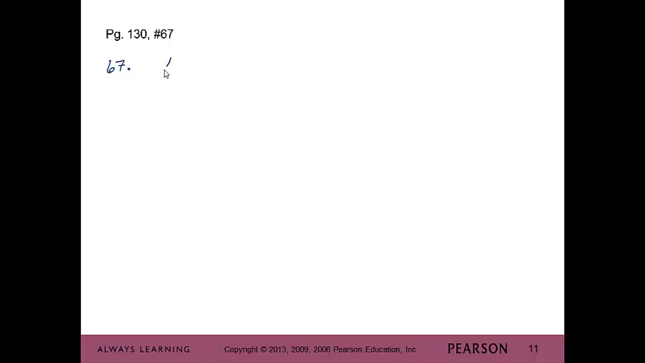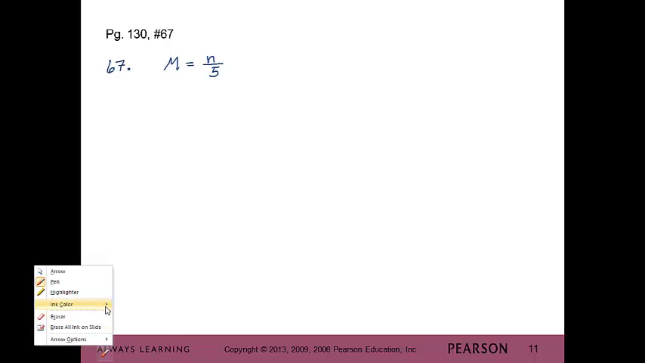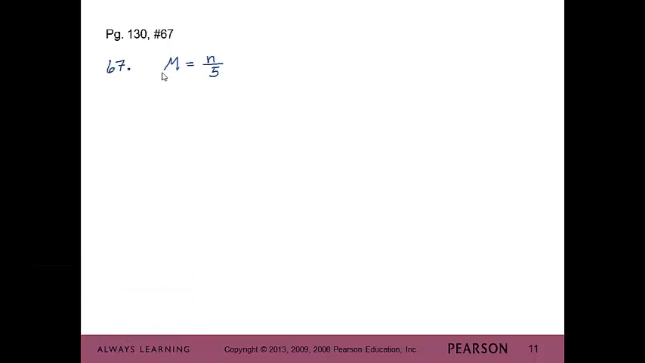So let's start by writing the formula. m equals n over 5. And then remember, because it's a formula, let's make sure we understand what the variables represent. m is miles, and n is seconds. And then in number 67, it tells us we are 2 miles from the lightning flash. So m is equal to 2. And it says, how long will it take the sound of thunder to reach you? Which means we're looking for n.